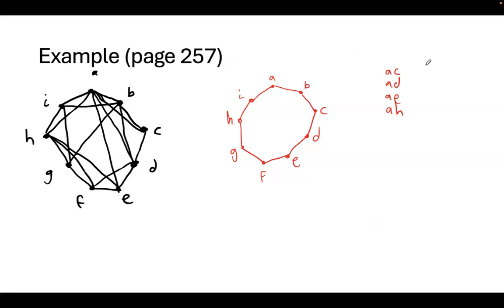Then for the ones from B: BD, BG, BI. And then DE, DF, DG. We've got DF, EH, FH, and GI. So these are all those edges that we left out of our cycle. And the job is to assign them, let's try and draw them in a way so that they don't overlap.